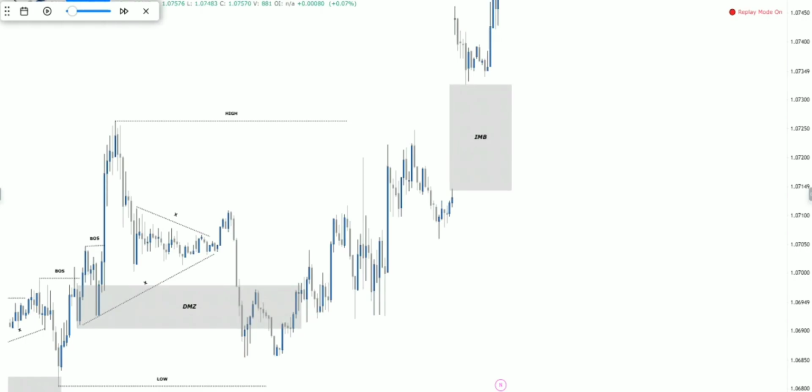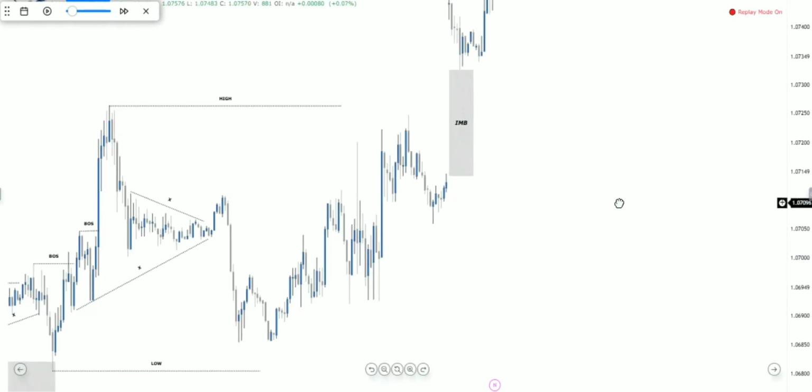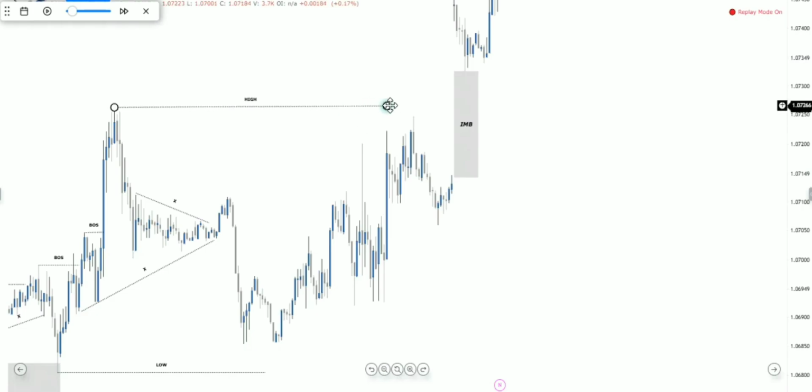So let me just remove all the unnecessary drawings and markouts that I've made over here. Okay, so let me leave that one. Let me leave the imbalance in there for now. We need that space to get filled before we are looking for any new positions. Right, and let me remove the DMZ, since this is just a liquidity.